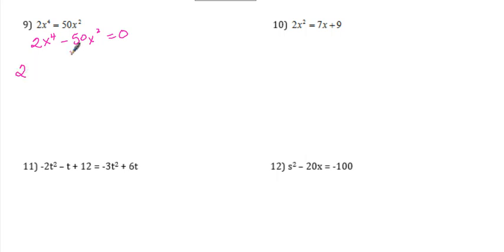2, also an x squared. That's the greatest common factor. You would leave behind x squared minus 25.